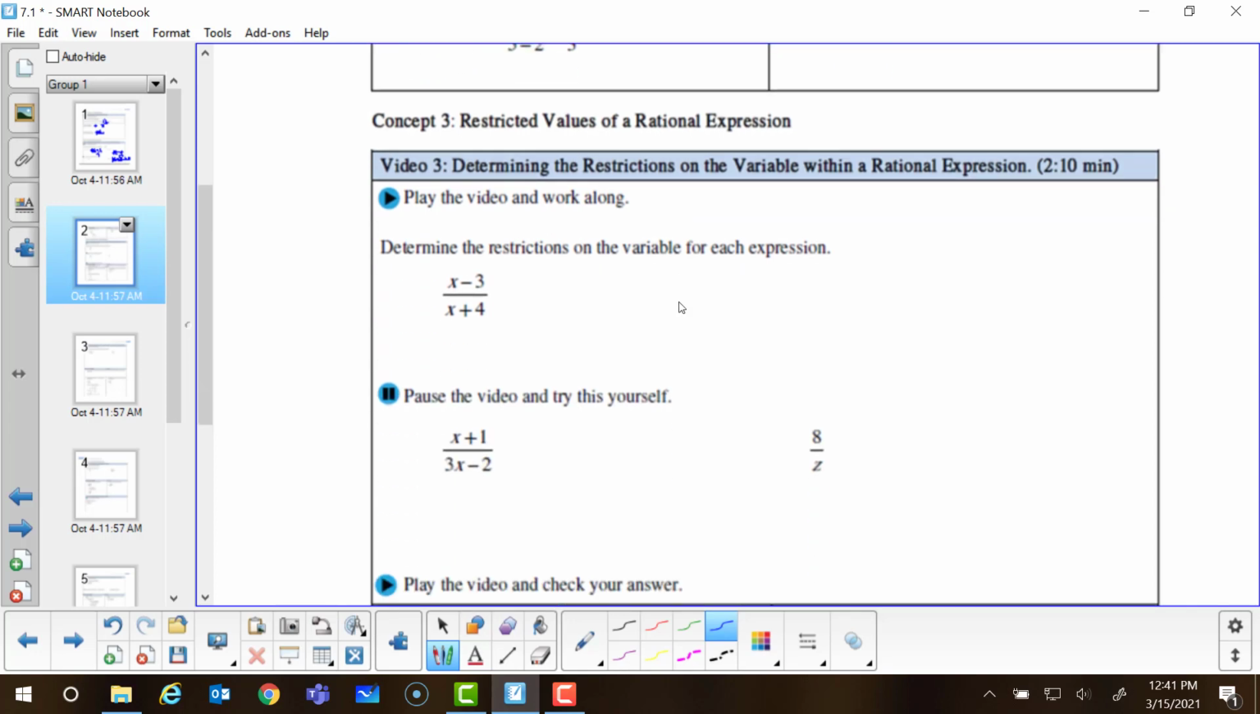So restricted values are where we're going to find the actual numbers that are the bad numbers for the rational expression. In other words, what makes the denominator equal to 0?